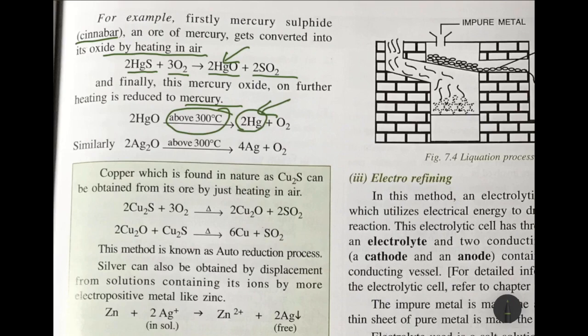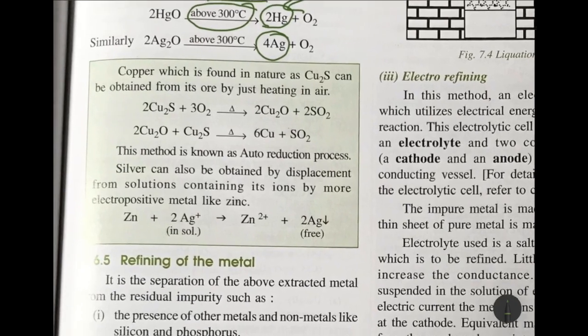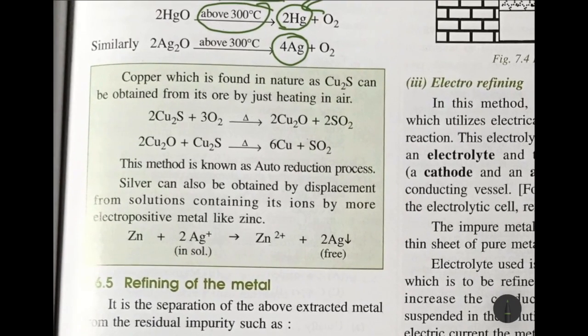Similarly, silver also, if you heat it in a similar manner, you will get silver, because they are lowermost in the activity series. And copper, which is found in nature as copper sulfide, is obtained from its ore by just heating in air. First, when you heat in air, you'll get copper oxide, and the copper oxide, when you heat it further, will reduce into copper, the metal, and sulfur dioxide, which is a gas, will go off. So this method is known as the auto reduction process.